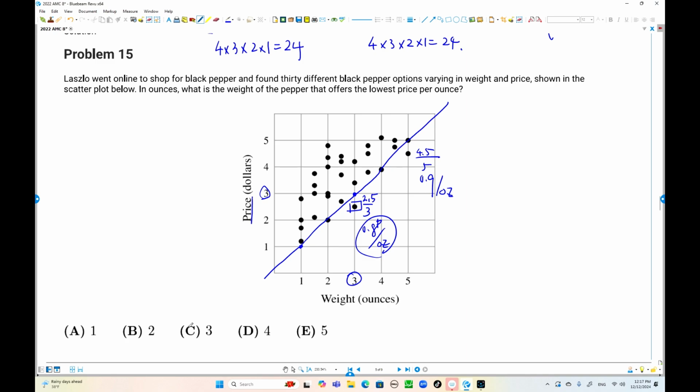Okay, the black paper is the cheapest one. Or the slope is the price actually, because what? Price per ounce, price per ounce. That's the slope, isn't it?